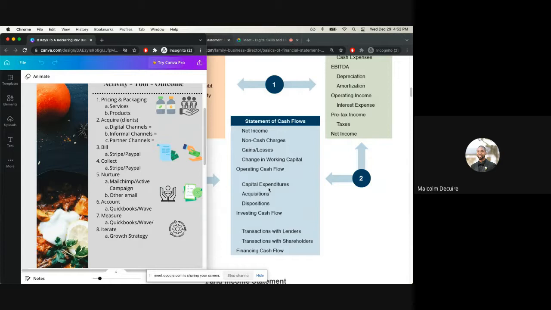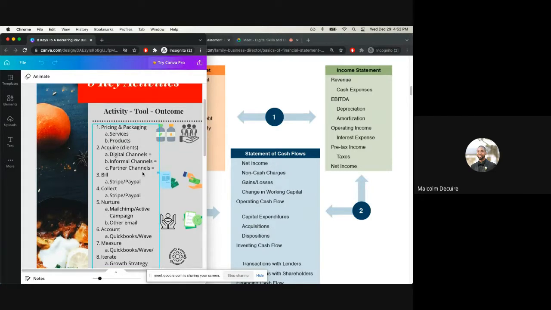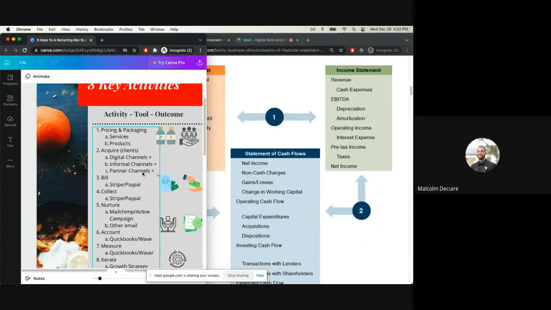The reason they are accounted and measured for in the statement of cash flows is because you cannot have a healthy or proper statement of cash flows without a healthy or proper understanding of your income statement. And neither of these 2 statements can arise without the core 8 activities. So that's where we're at so far.